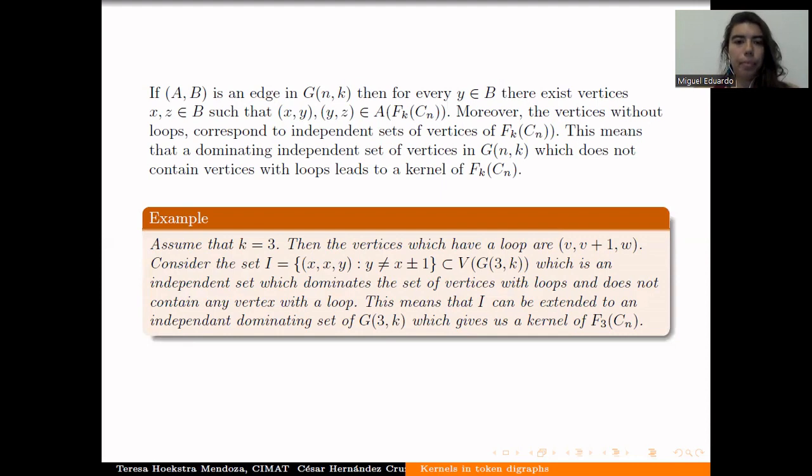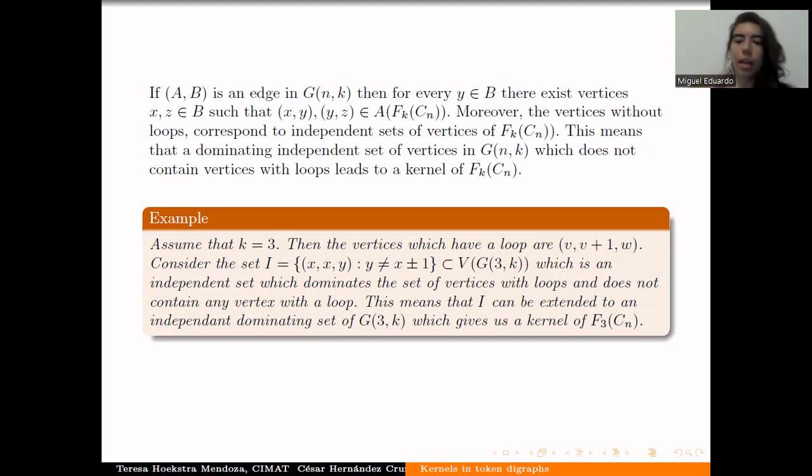Then I is an independent set which dominates the vertices with loops and does not contain any vertex with a loop. Dominating, when it is a non-directed graph, is the same as absorbing. So just think of absorbing anytime I said dominating. Sorry, I didn't define it. It's just that when it's undirected, it's the same. When it's directed, it's the other way around. But here we don't have directions, so it's the same.